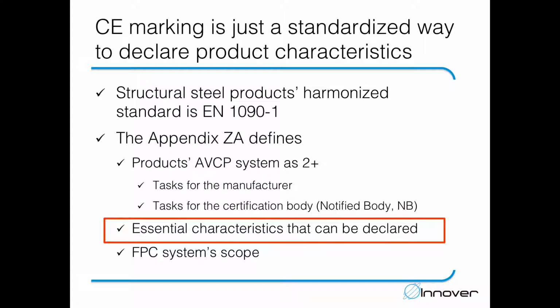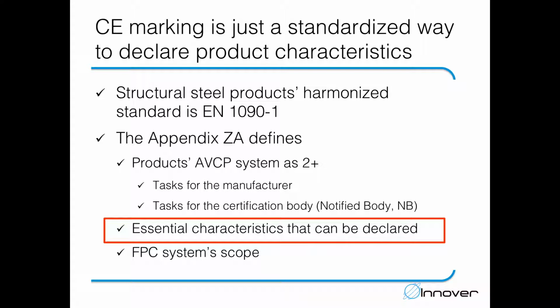But this next issue that we're going to turn into, the essential characteristics that can be declared, is probably one of the most interesting, and also at the same time one of the most difficult things to actually really understand in a CE marking project for our structural steel products. And this is one of the things that we have noticed is probably the least well understood part of the CE marking project. So I would just recommend that you take your time to actually understand what I'm trying to teach you.